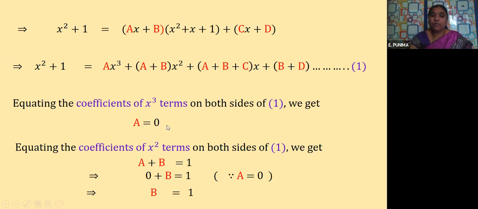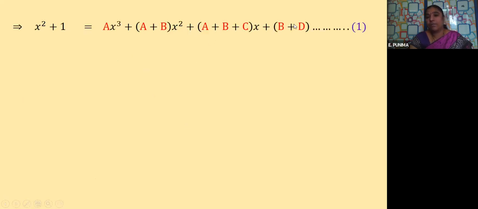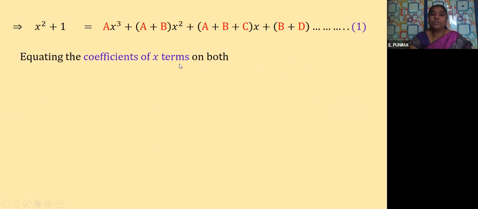So now we already got two constant values. A is equal to 0 and B is equal to 1. In total, how many constants do we have here? A, B, C, D. So still two more constants are to be found out. Let us see. This is our equation number 1, children. Equating the coefficients of x terms on both sides of equation number 1, again if you observe the LHS, we don't have any x term. Because we don't have it, we should take the coefficient of x as 0. So what is there on RHS? A plus B plus C is equal to 0.